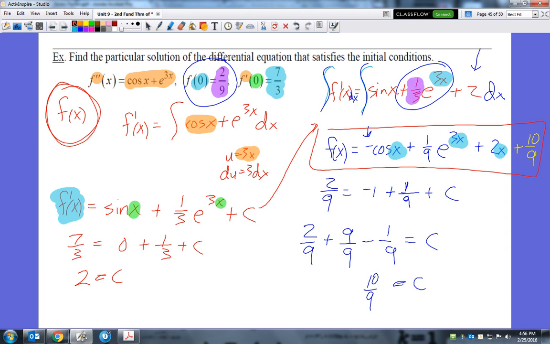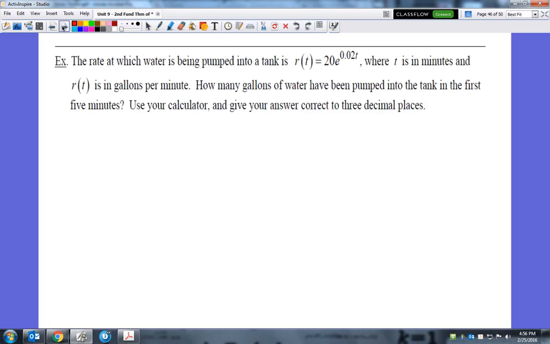Okay? Alright, so now let's move on to the next problem. The next problem says the rate at which water is being pumped into a tank. So this saying that it's a rate, we know rate of change says it's the derivative. This is an f prime of x function right here. And where t is in minutes and r of t is in gallons per minute. So there's another hint that it's going to be a rate function, an f prime of x, because of its units of measure. How many gallons of water have been pumped into the tank in the first 5 minutes?